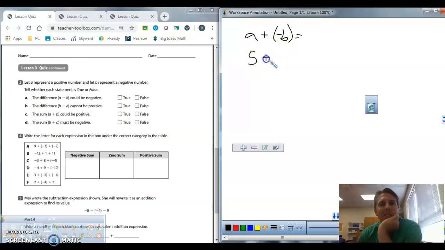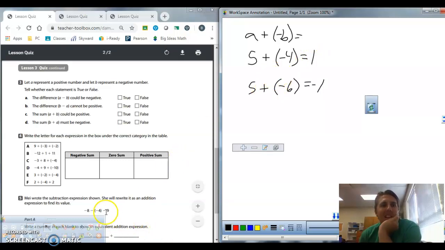You could have 5 plus -4. That gets you +1. But you could also have 5 plus -6 and get -1. Okay? But it could be positive. It doesn't say it's going to have to be. It could be positive. So that would be true.